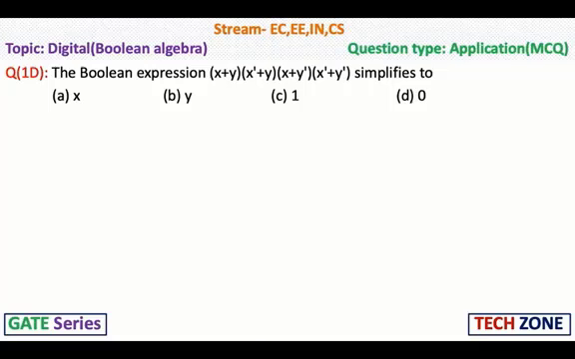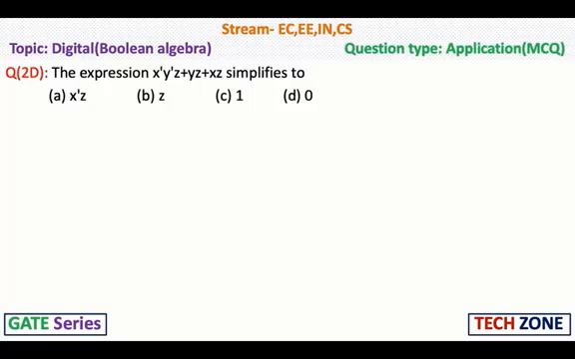So this is the very first question for this series. The question is from the digital subject, topic Boolean Algebra. The question here is: the Boolean expression (x + y)(x bar + y)(x + y bar)(x bar + y bar) simplifies to option A x, option B y, option C 1, option D 0.